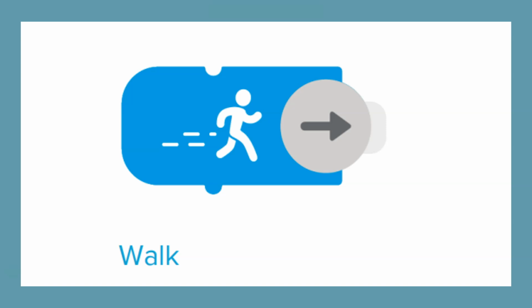This tile tells the Awbie to walk. The arrow can be moved to show the direction you want it to go. This arrow shows right, so the Awbie will walk right 1 square. If we want the Awbie to walk up, we point the arrow up. If we want the Awbie to walk left, we point the arrow left. If we want the Awbie to walk down, we point the arrow down.